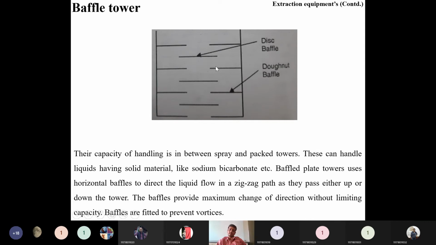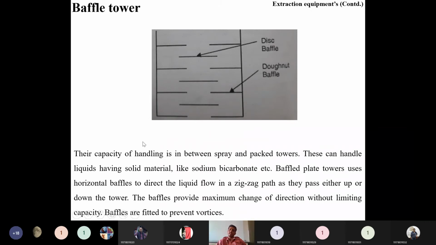So this is the baffle tower. Its handling capacity is in between the spray and packed towers. Capacity means, if spray towers can handle 100 kg per hour, packed towers can handle some 1000 kg per hour. So the baffle tower can handle in between, something like 500 kg per hour.